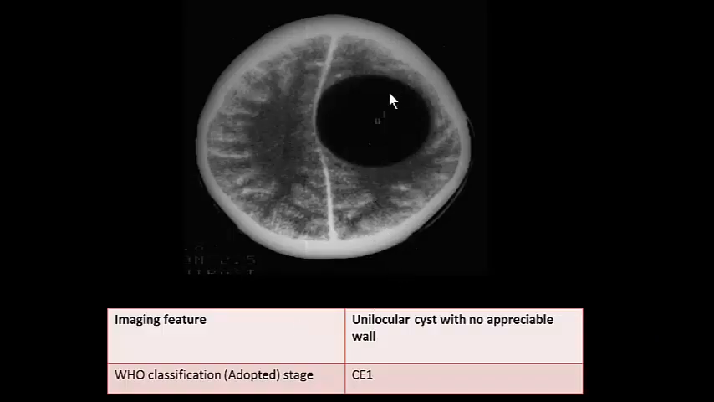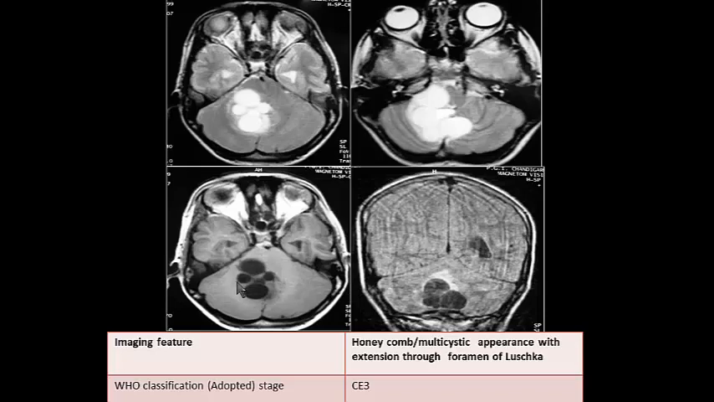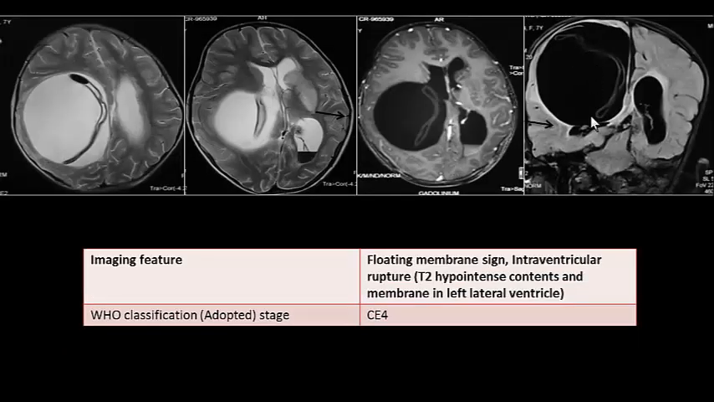This is a typical CE1 active lesion, no discernible wall can be seen. With daughter cysts in the periphery, you can see CE2. With multiple honeycombing-like cystic appearance, you can see CE3. These are transitional stages; CE1 and 2 are the active phase. And this is a typical water lily sign, wall enhancement that you can see in hydatid. This is CE4. Another one that you can see is a floating membrane sign, which has been described in liver hydatid, and can also be seen in cerebral hydatid.